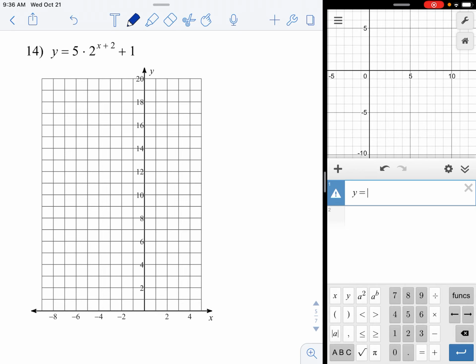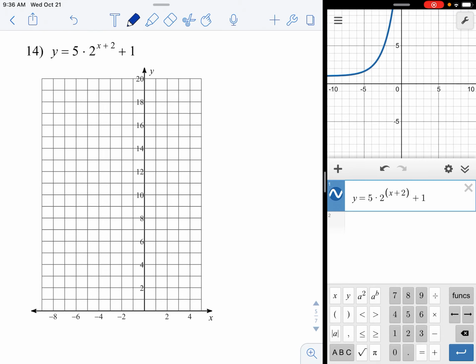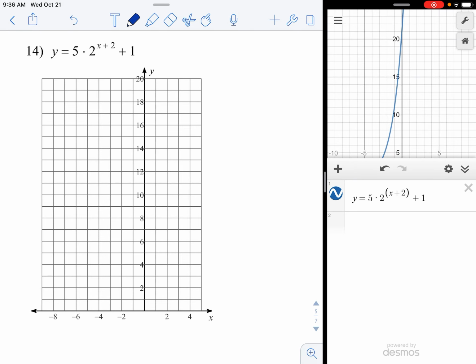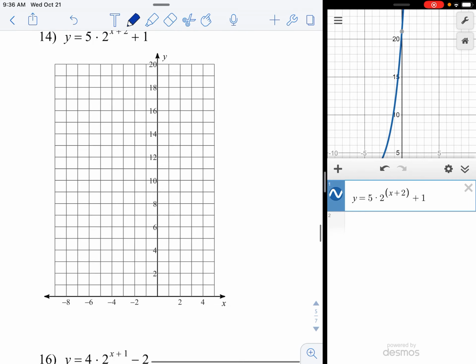So y equals 5 times 2 raised to the, now here I have to use parentheses, x plus 2, and then down here I have to put plus 1. Hit the home button. And there's my graph. Do I have a y-intercept? 0, 20 something. So that's way up there. It's not even on my graph.